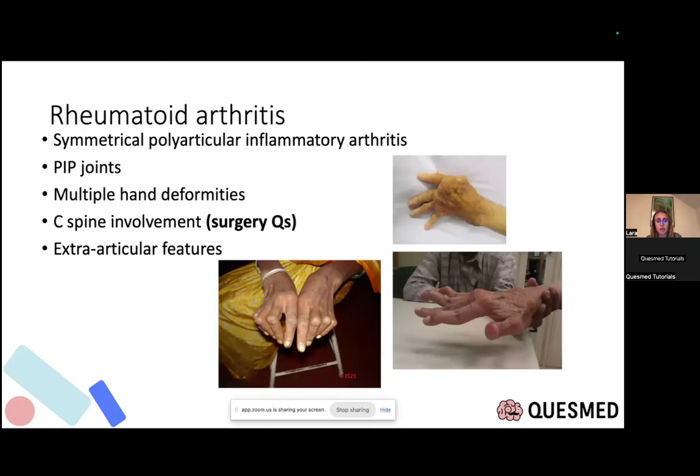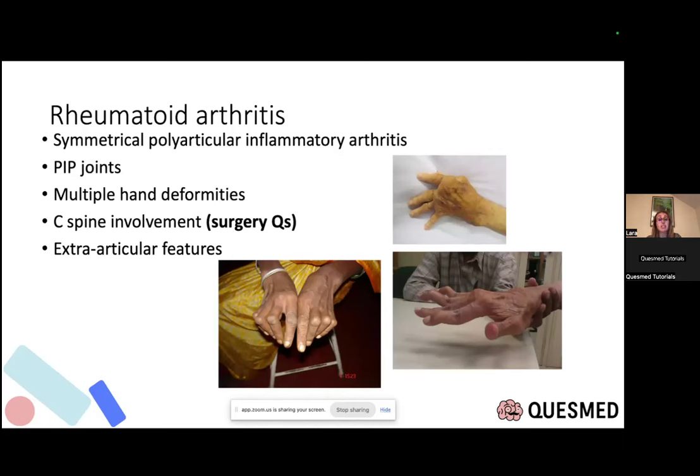So we've talked a little bit about rheumatoid arthritis already. Like I said before, this is a symmetrical, polyarticular, usually small joints of the hand, inflammatory arthritis. In an acute flare, you will get your MCPs, your PIPs, and sometimes even your wrist joints as well. You will get an active synovitis. And by an active synovitis, I mean that the joints are red, they are swollen, they are boggy.